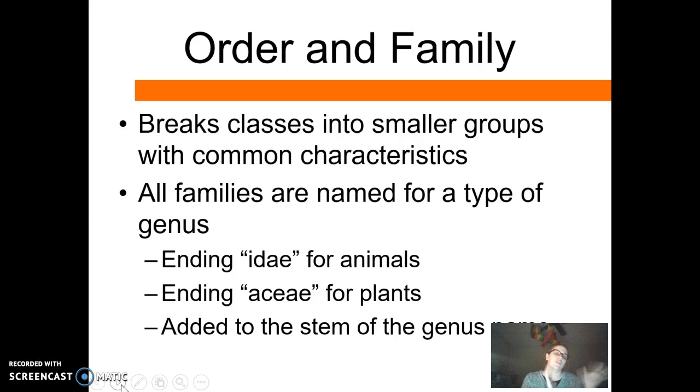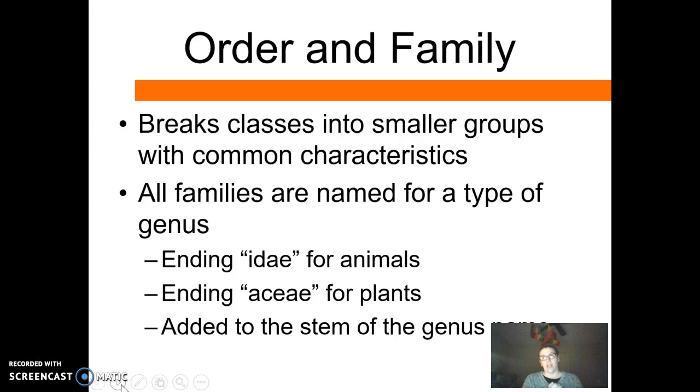Now, the other thing that's kind of tricky and sometimes confusing about order and family is that they often sound like the next level down, the genus. And that's actually by design. All of the families are named for their genus. All they do is add a suffix to the end of the word. So all families will end with either idae or aceae. And idae is for animals, aceae is for plants, and it's just added to the genus name.